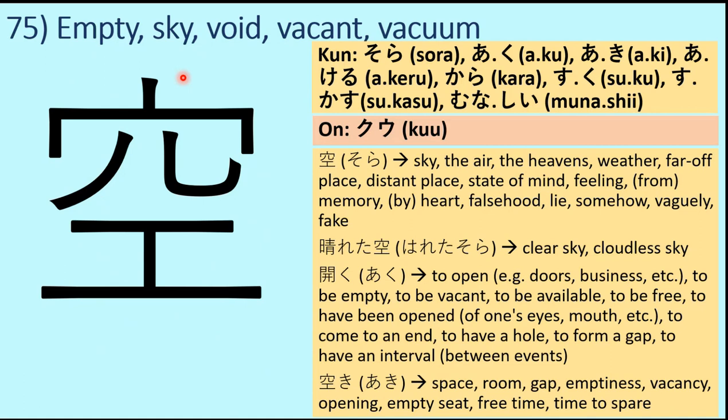Sorry, the next one is Harita Sora. Harita Sora means clear sky, that is a sunny day or sunny sky, or a cloudless sky. That is, the sun is clearly visible.